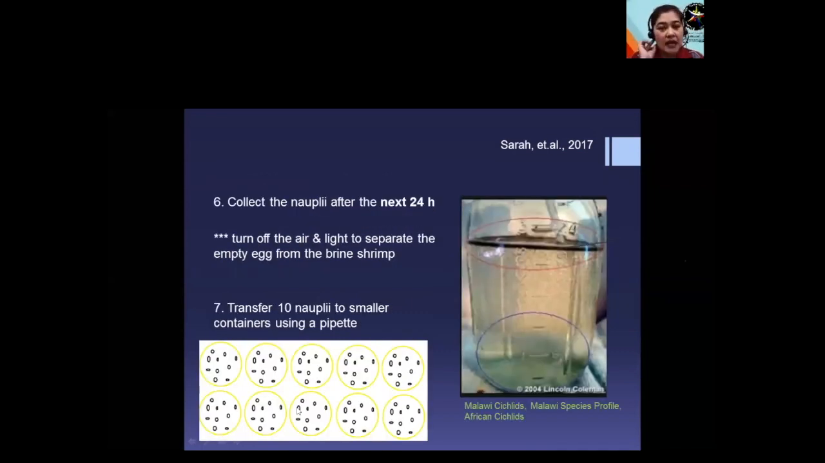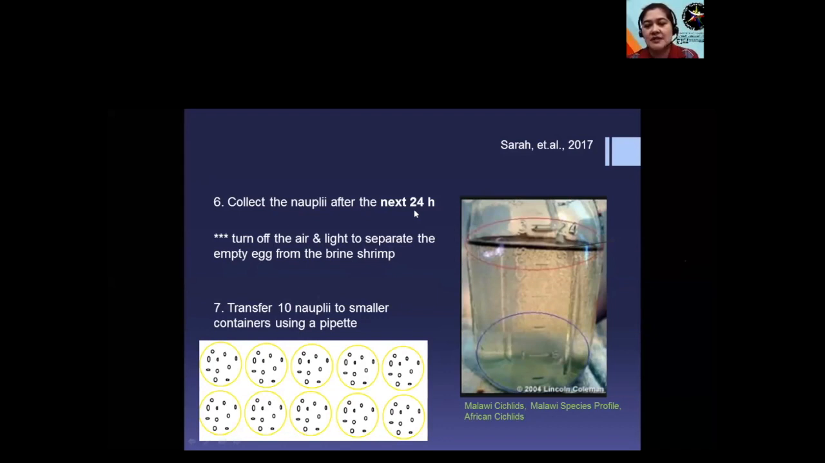Now, you will not harvest the nuclei. Nuclei po ang tawag dun sa larvae nila. You will not harvest the nuclei immediately after 24 hours. Hayaan mo din muna silang mag-grow at maging adult. So, you will harvest for the next 24 hours.